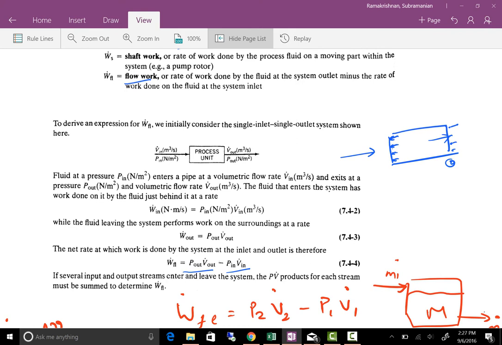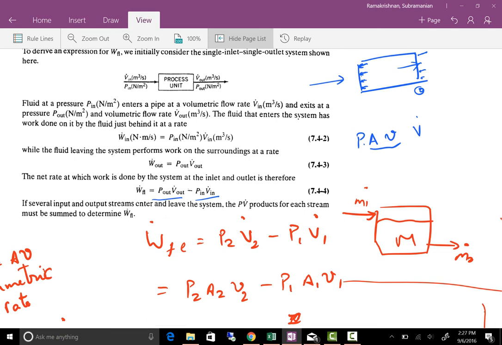So the net flow work is nothing but pressure times your volumetric flow rate. Think about this. What is the rate at which work is being done? Rate at which work is being done is nothing but pressure times area, which is force, times velocity. While area times velocity is nothing but your volumetric flow rate V dot. So the net rate at which flow work is done is nothing but P out times V dot out minus P in times V dot in.